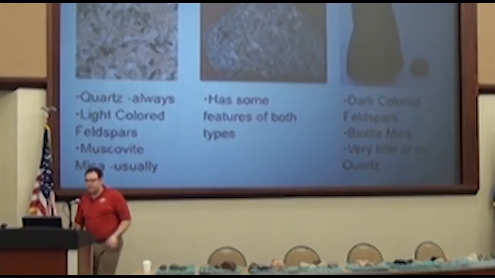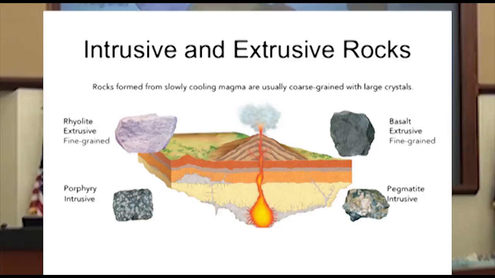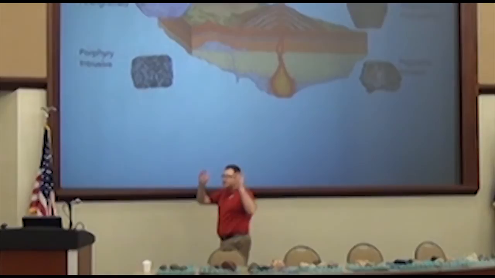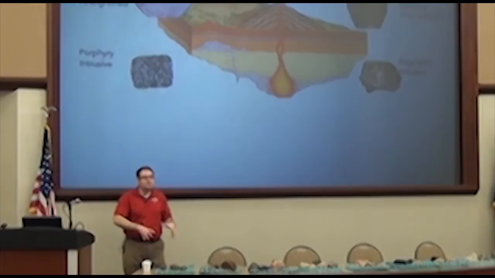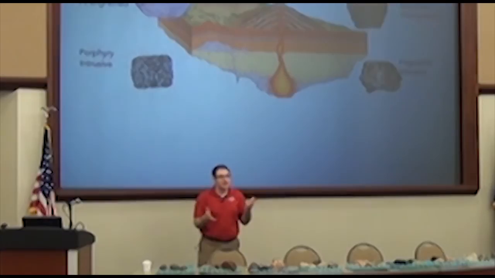So there's one way that we separate igneous rocks when we classify them. And this is based on where they were when they cooled from that liquid rock into a solid rock. Some of the rocks cooled underneath the ground, and some of them cooled above the ground. So that's how we separate them. The ones that cooled inside the ground, we call them intrusive. It cooled inside the earth. Those are intrusive. The ones that cooled outside of the earth, we call extrusive. Okay, they have some feature differences that I'll tell you about in just a sec.